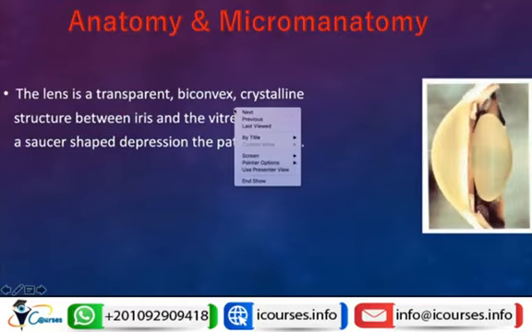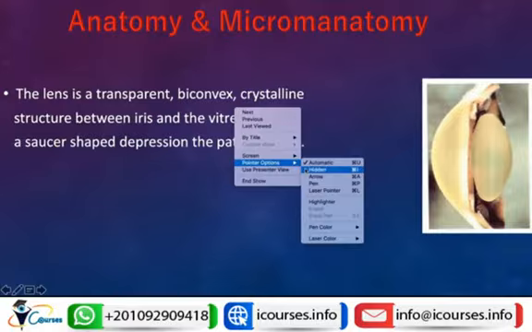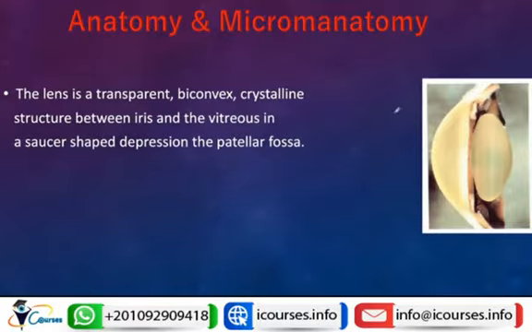Okay, so talking about the anatomy and the microanatomy, we said before that the lens is a biconvex structure that is crystalline and lenticular in shape, present in the lenticular fossa between the aqueous anteriorly and the vitreous posteriorly, in a saucer-shaped depression.